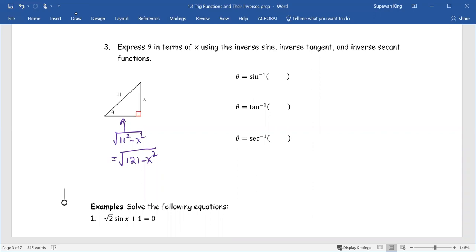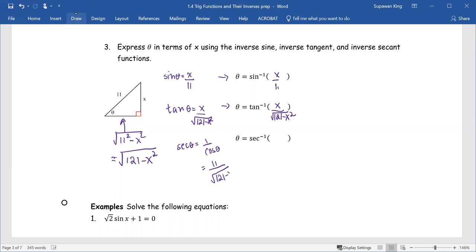To find theta in terms of inverse sine, as we know, sine theta is opposite over hypotenuse. Therefore, the angle theta is inverse sine of x over 11. In a similar way, tangent theta is the opposite divided by adjacent. Therefore, theta is the inverse tangent of x over square root of 121 minus x squared. Next, secant theta is the reciprocal of cosine theta. It is hypotenuse divided by adjacent. That gives us theta in the form of the inverse secant of 11 over square root of 121 minus x squared.